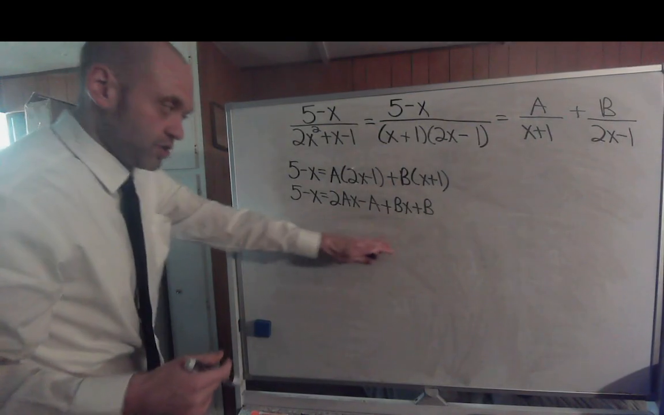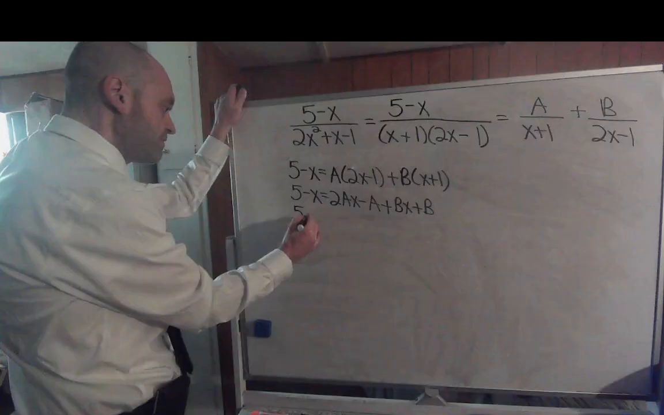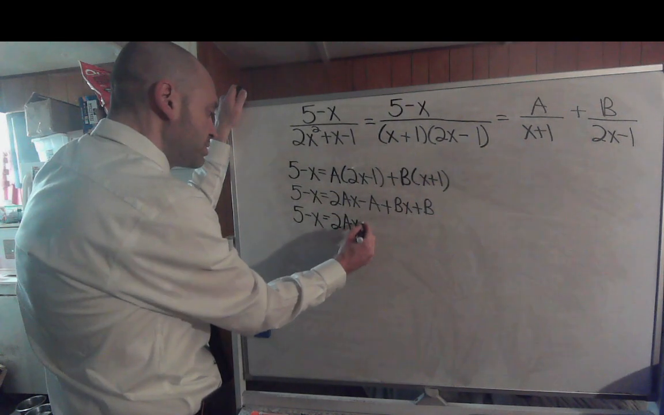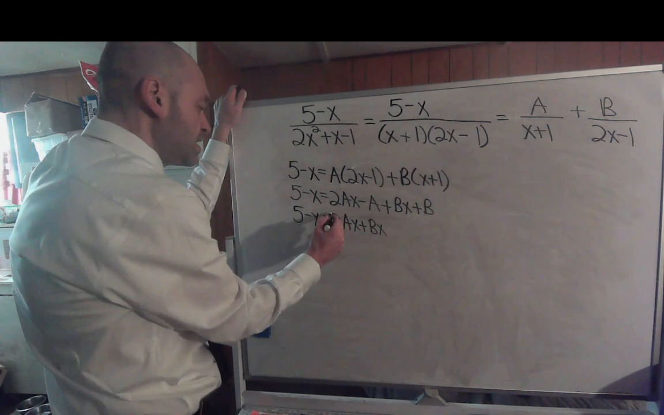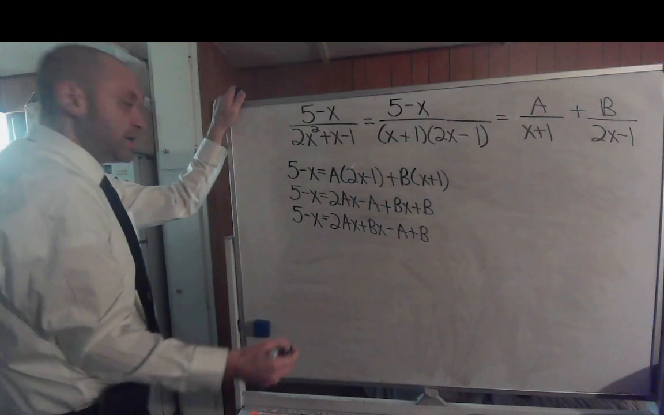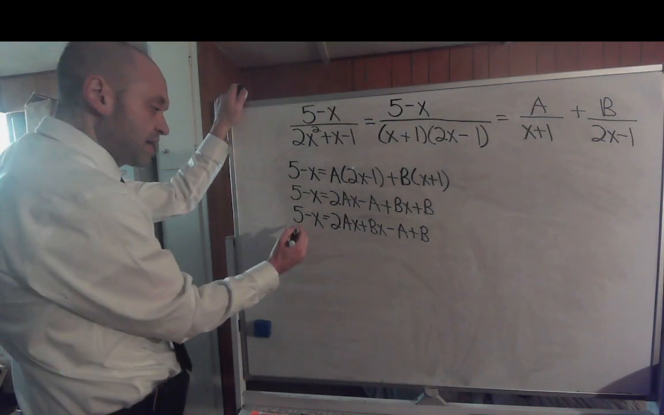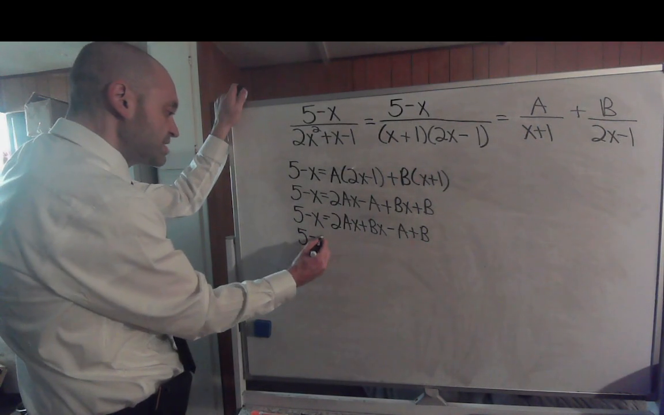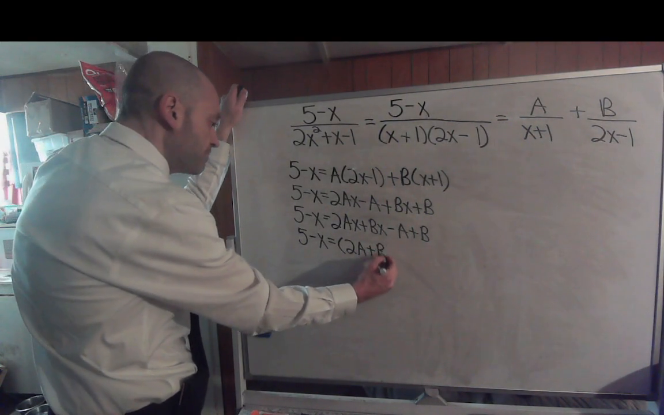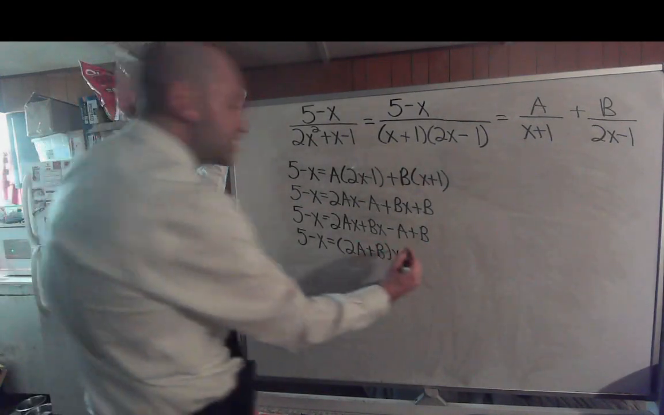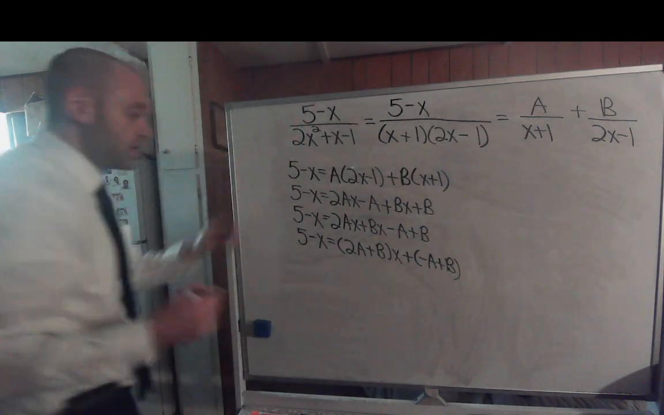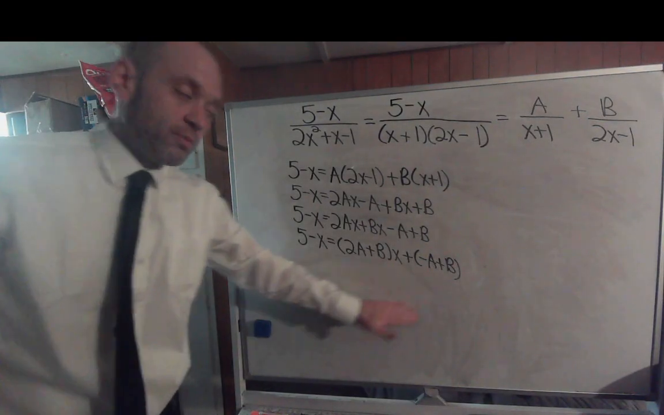Now, of course, group your terms together on the right-hand side. So you'll have 5 minus x equals 2ax plus bx minus a plus b. And then, of course, your first two terms, go ahead and factor out that x. So you'll have 5 minus x equals the quantity of 2a plus b times that x, and then you could just say plus that negative a plus b. All right, so there's your factored form on the right hand side.